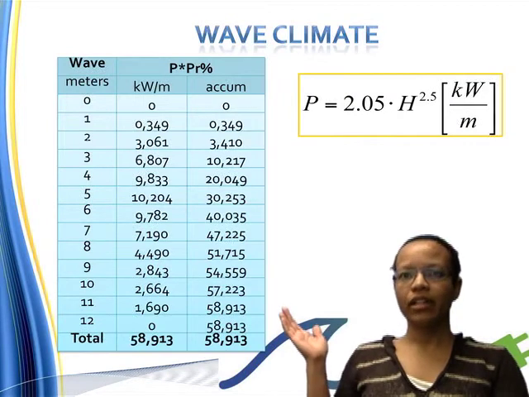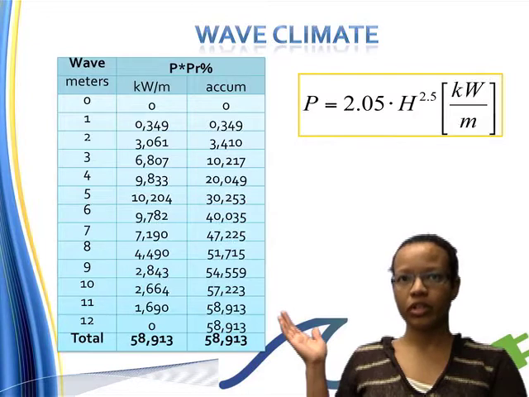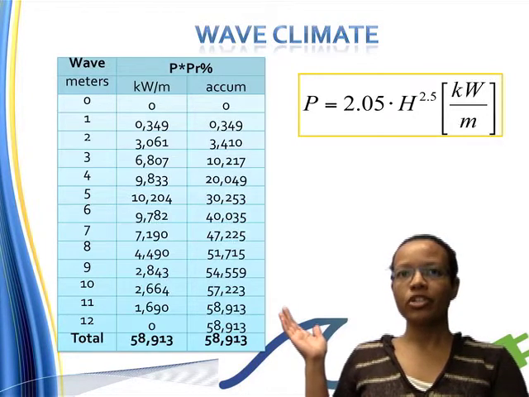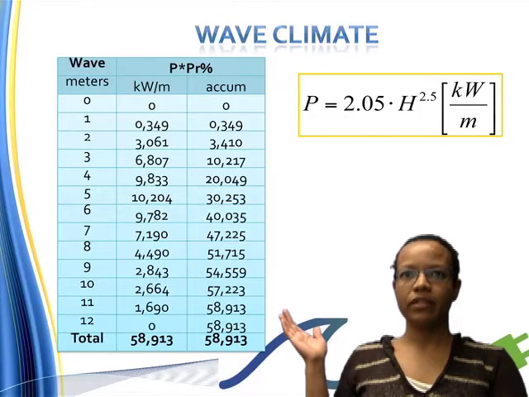Here's a table of the calculated values for wave climate in kilowatts per meter wavefront. You can see here that we have the greatest power production potential in 5-meter waves.